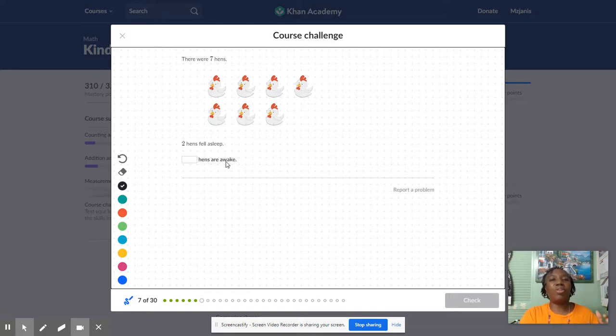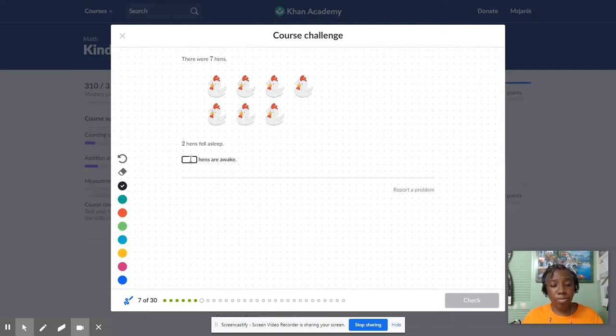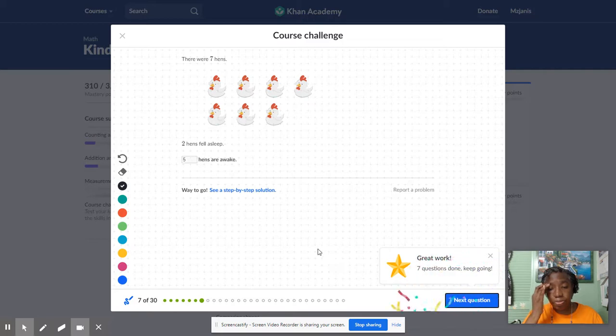Now we're teaching them how to read. Now we're teaching them how to add. Now we're teaching them how to subtract. And we're doing it in word problems. And this right here is a kindergarten word problem. Okay, so you're going to know that if 2 of them are asleep, let's count the ones that are awake. And let's see if we got the answer correct. Let's go to the next question.